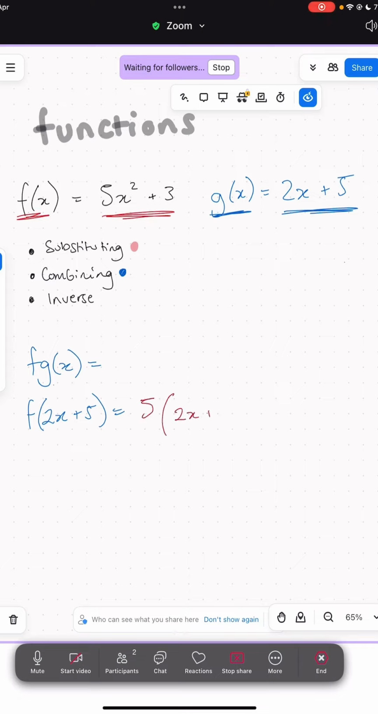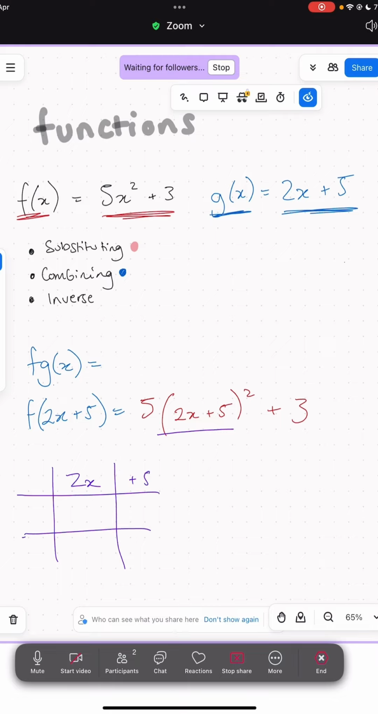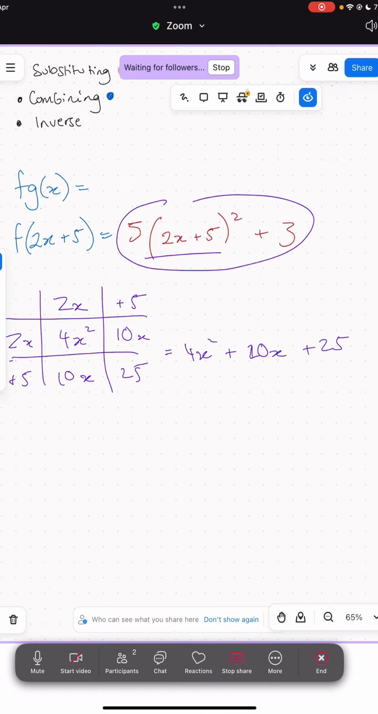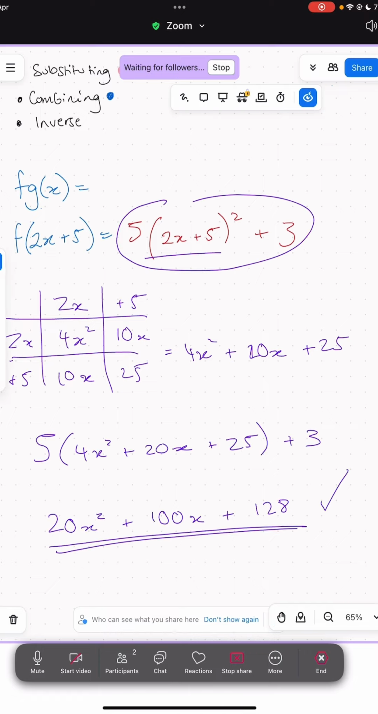Now, this becomes really similar to the substitution one we did earlier. I'm swapping all the x's in f of x for 2x plus 5. This gives us 5 times (2x plus 5) all squared plus 3. Now, the brackets I'm going to multiply out using the grid method. Pause now and try if you like, but this is going to give us 4x squared plus 20x plus 25. I then multiply by 5 and add 3, gives me 20x squared plus 100x plus 128.